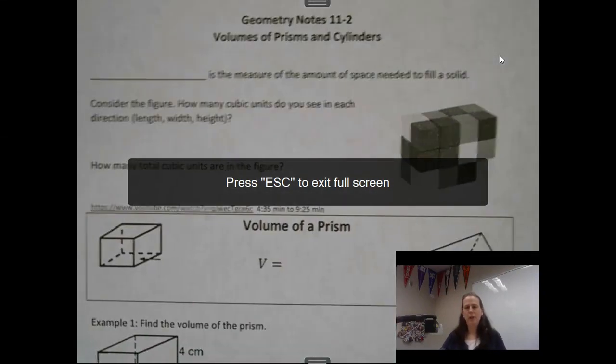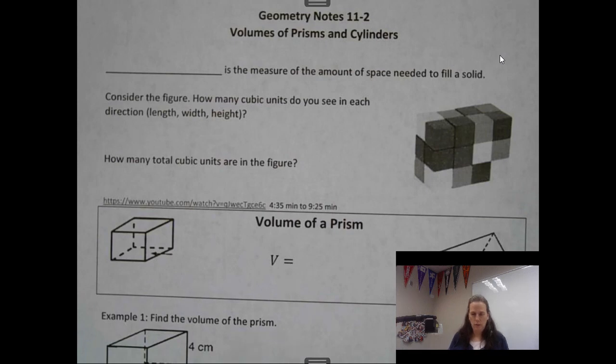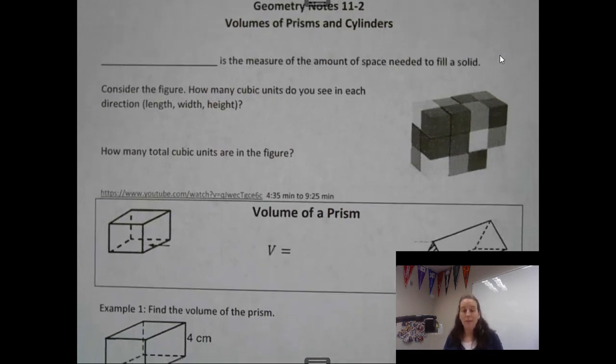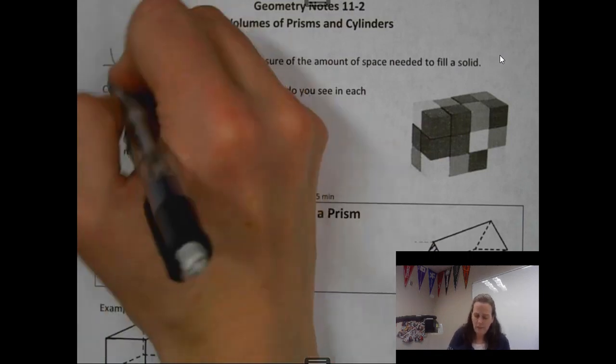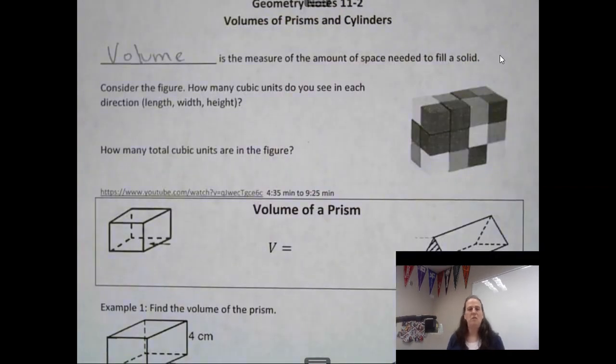Okay, we're jumping now to chapter 11 and looking at volume of these prisms and cylinders is the first one we'll look at. So volume is different than surface area. Volume is the measure of the amount of space needed to fill a solid. So we're actually going to be looking at three directions now.